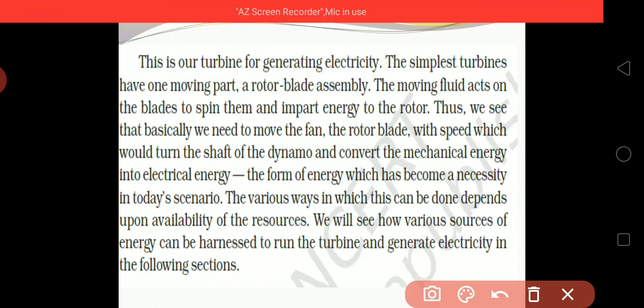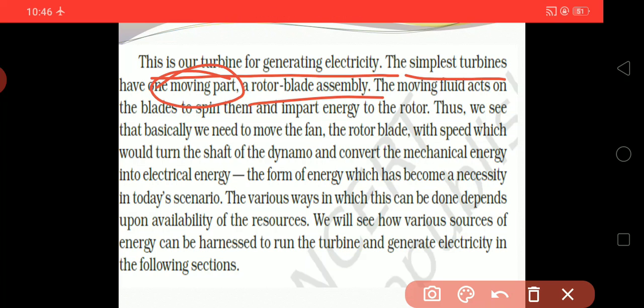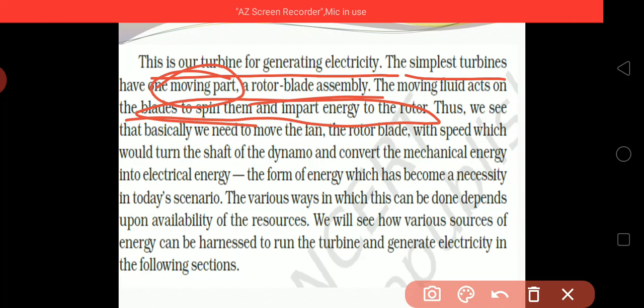As you can see in the model, there is a turbine which will generate electricity. The simplest turbine has one moving part, the rotor blade assembly, which will continuously rotate. The moving fluid acts on the blades to spin them and impart energy to the rotor.